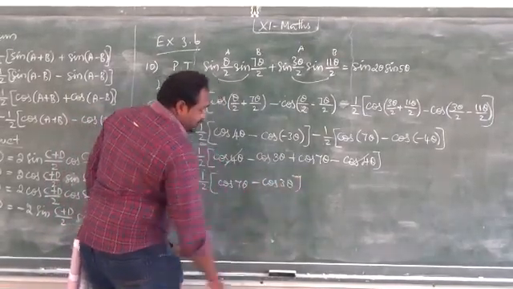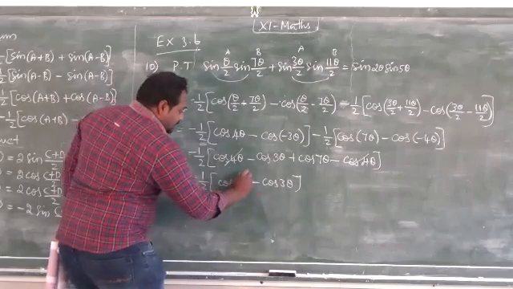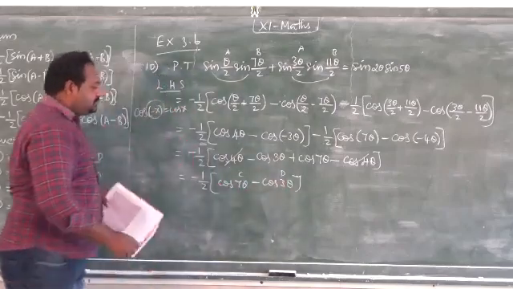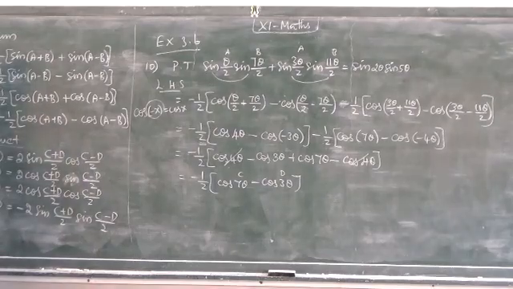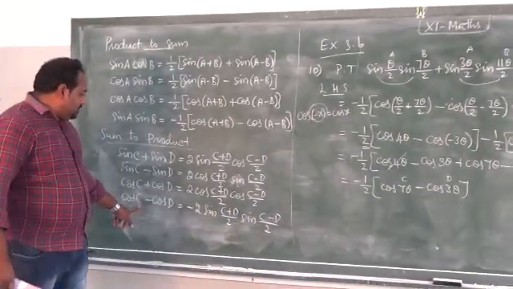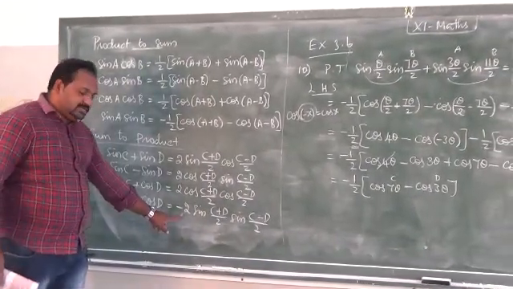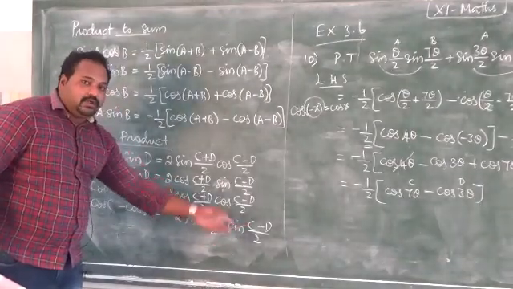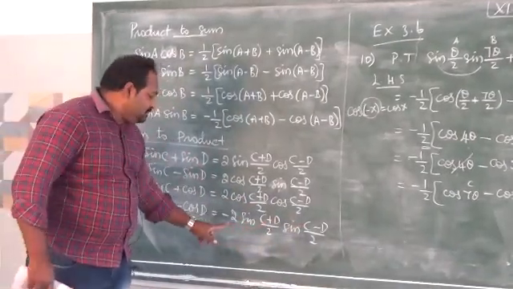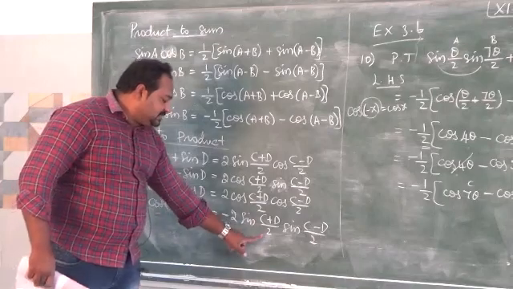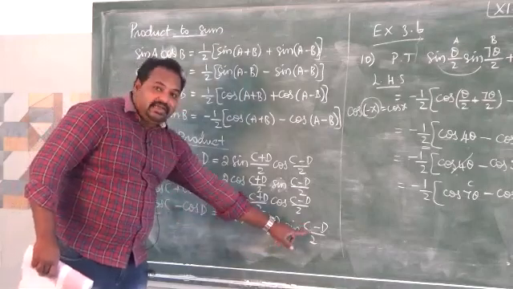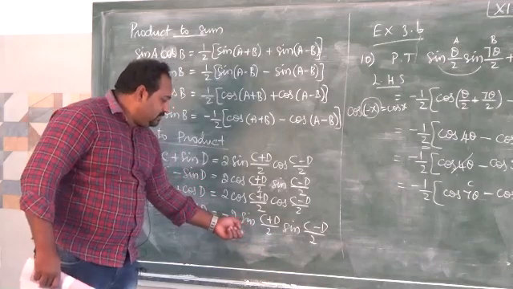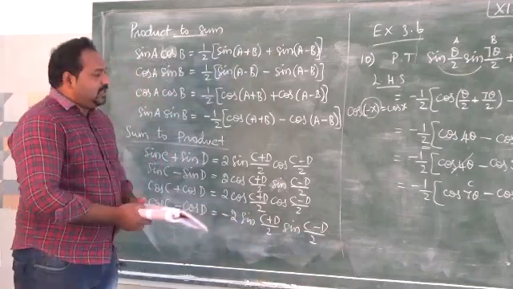Here I am going to use the sum to product identity. This is C, this is D. What is cos C minus cos D? Cos C minus cos D can be written as minus 2 sin C plus D by 2 sin C minus D by 2. Another formula for this one is plus 2 sin C plus D by 2 sin D minus C by 2. So here I'm going to take this format.